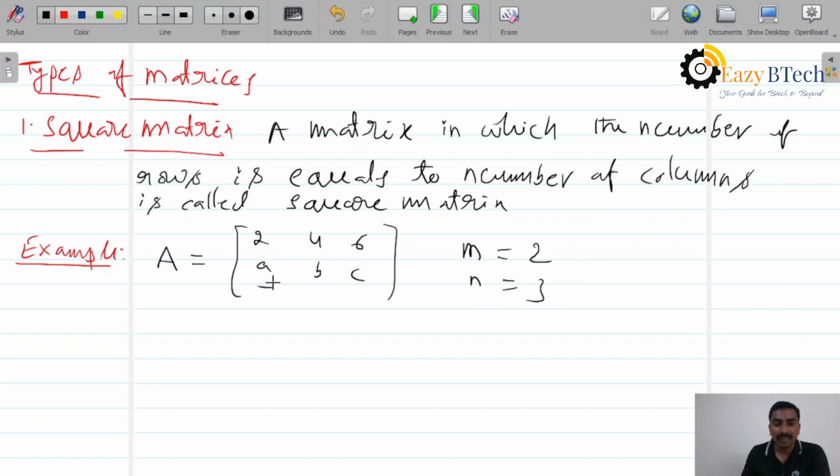Now consider this one with 3 columns and 3 rows: first row 2, 4, 6, second row a, b, c, and the third row -1, 0, 2. There are a total of 3 rows and 3 columns, so m equals n. That means the number of rows equals the number of columns. Therefore, A is a square matrix.